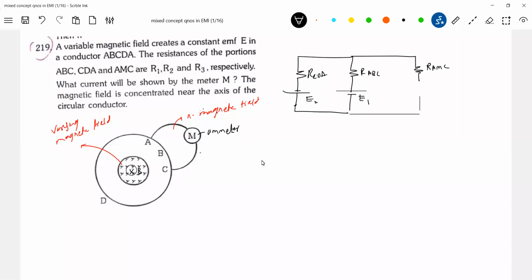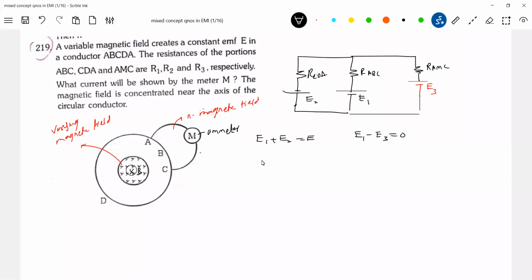What should be the net EMF? E1 plus E2 should be equal to E. That's the condition given. There is no net magnetic field linking the other loop. So what should be the net EMF in it? It should be 0. Therefore, E3 should be in the opposite direction here. And what is the basic condition here? E1 minus E3 should be equal to 0. Net EMF induced should be 0.